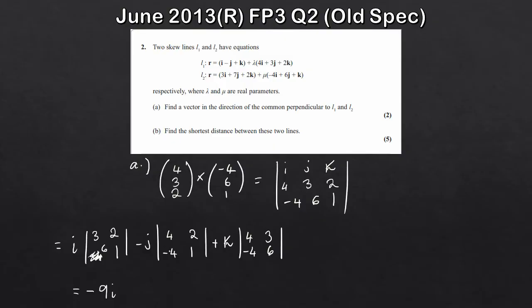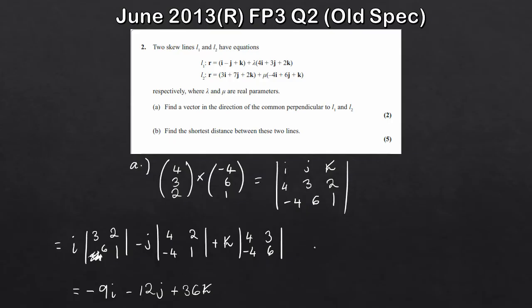Okay, minus j, so 4 times 1 is 4, minus 8, so that'd be 12, and then you've got minus here, so it's going to be minus 12j. And then finally for the k, 4 times 6, that's 24, minus 12, so that's 36, and because it's positive here, it has to be positive again, 36k. Okay, this bit's a lot easier when you're not doing it under pressure. So you should be okay in your exam.